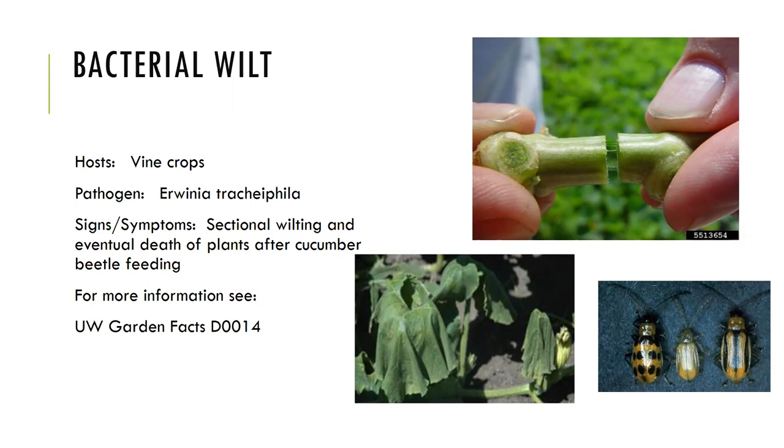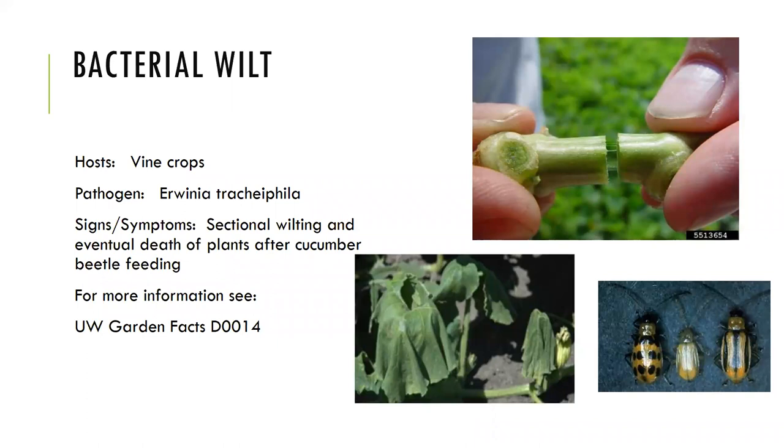Initially, you'll see that the leaves will be wilting during the day, but then they'll recover great at night. So you might not even think that anything's wrong, but eventually they'll turn yellow and brown at the margins and wither, die off. One way to confirm that it's bacterial wilt is to cut a vine off at the base of the plant. If it has a kind of slimy or gooey appearance to the plant sap, then it's most likely bacterial wilt. You can see in the upper photo that gooey plant sap can form strings between the two pieces of vine. So you'll want to look for that if you do think you have bacterial wilt.